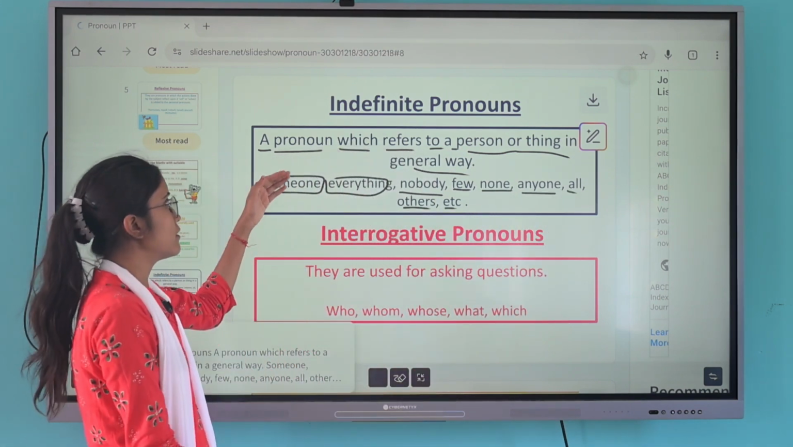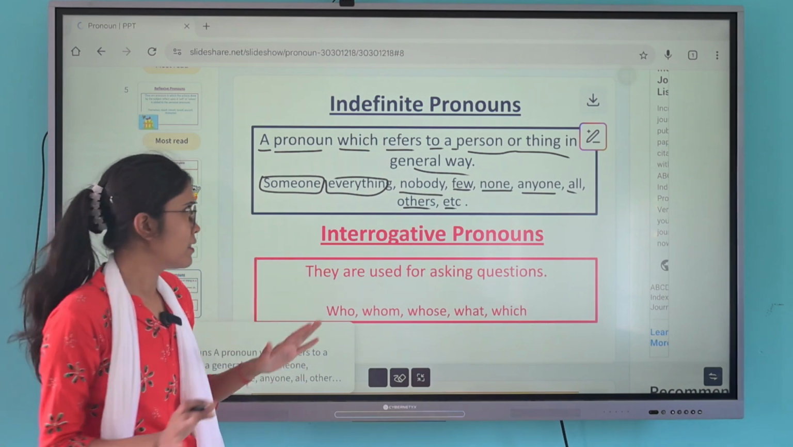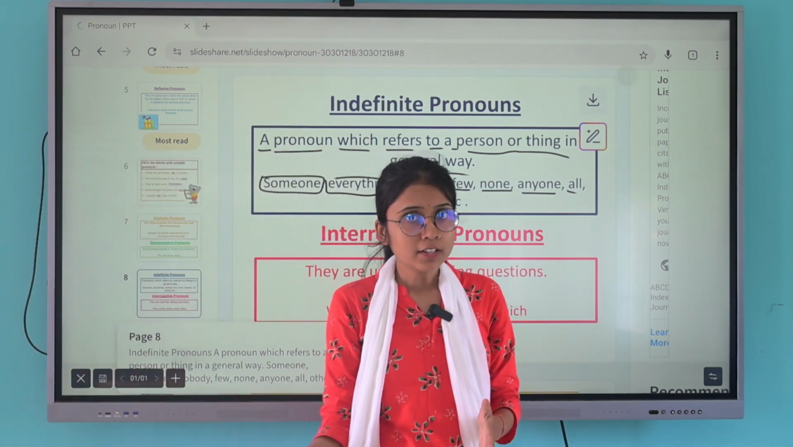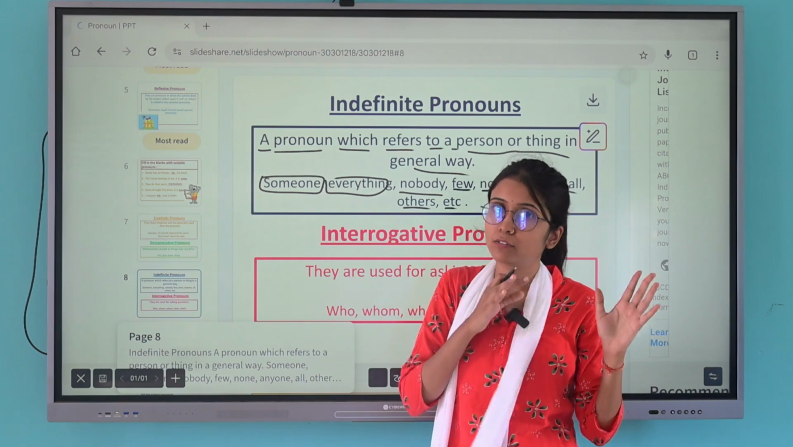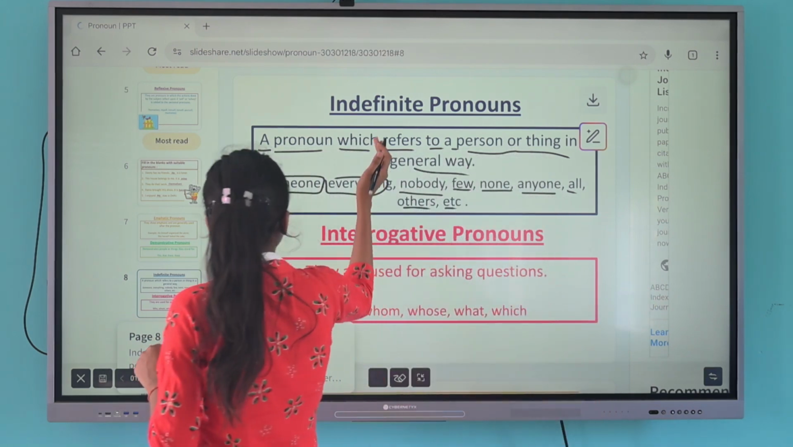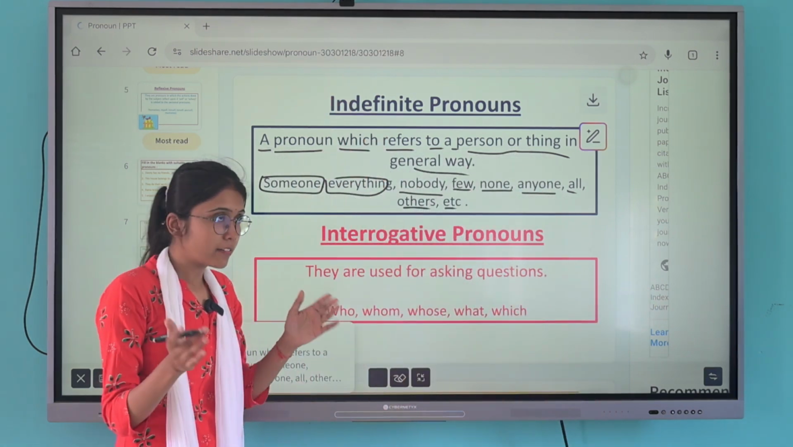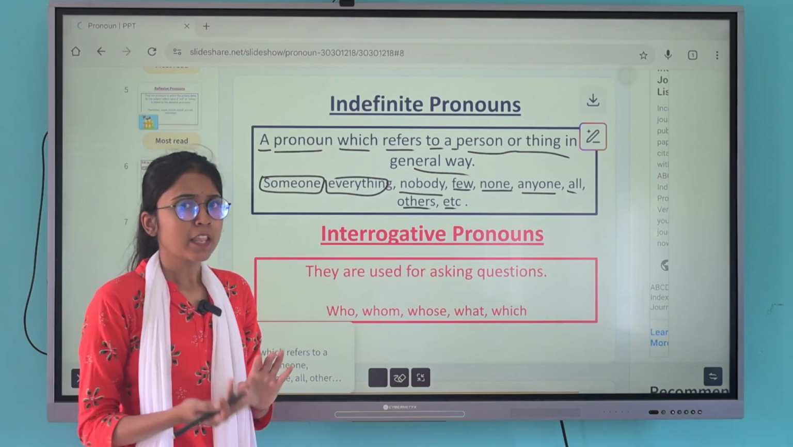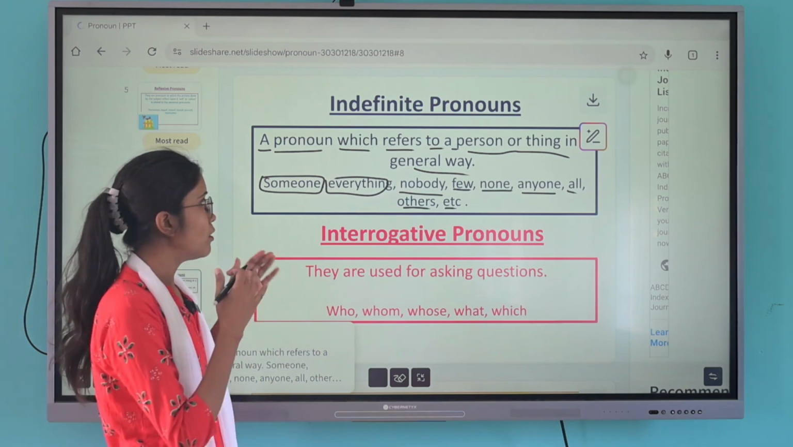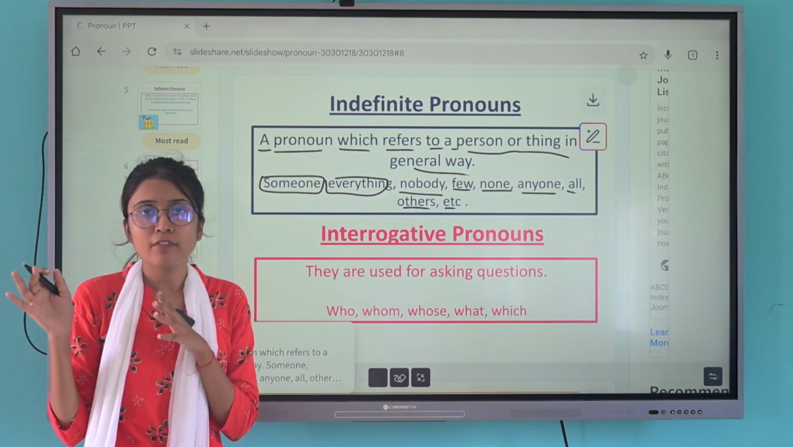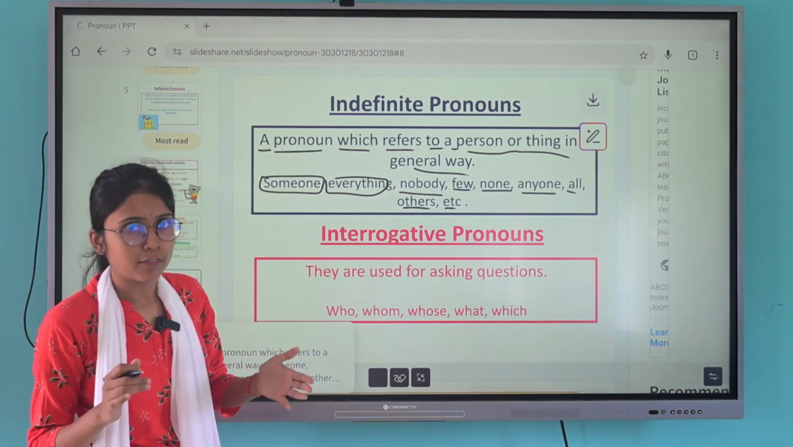So indefinite pronouns are simple: they represent the general things. Those are the examples of the indefinite pronoun. Someone, somebody, few, nobody, all represent things in a general way, so they are included in indefinite pronouns.